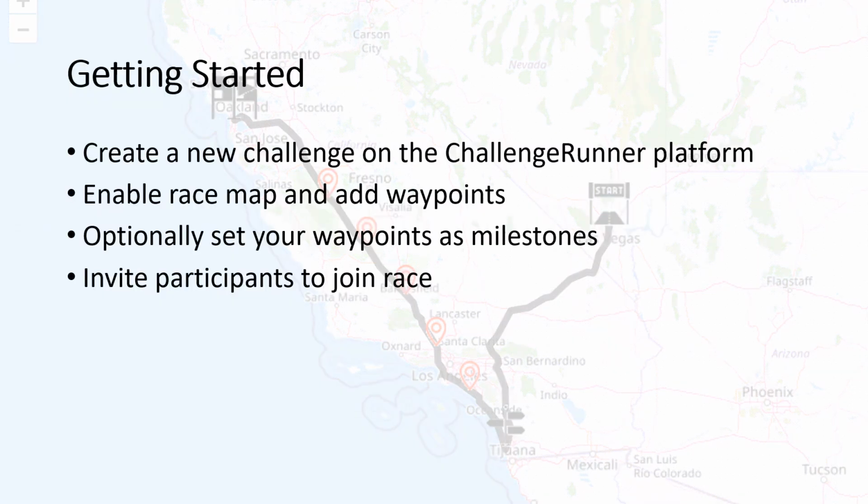To use a map as your leaderboard, you will first need to create a challenge using the ChallengeRunner platform. You will then need to enable the map feature in ChallengeRunner, set a starting line, a finish line, and any waypoints. Optionally, if you would like to know the exact order in which participants cross a waypoint or reach the finish line, you can add milestones to your race. Finally, invite participants to your race.